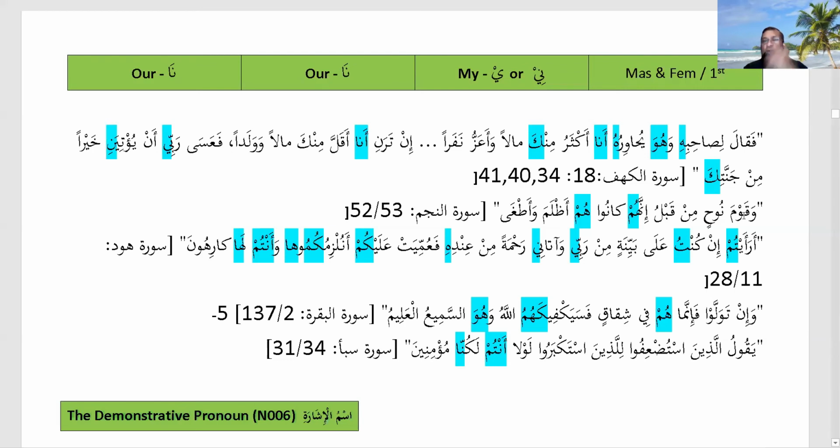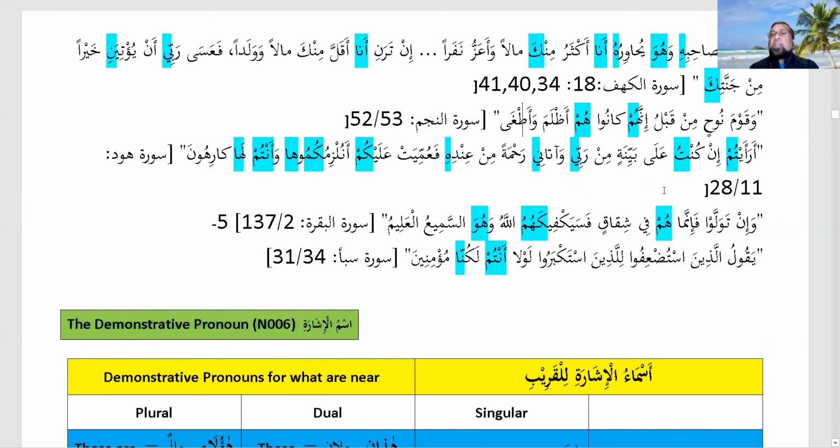وقوم نوح من قبل إنهم كانوا هم أظلم وأطغى. And the people of Nuh before, meaning Allah destroyed them, إنهم كانوا هم أظلم وأطغى. Indeed they, whom, كانوا, were, هم أظلم وأطغى, they were more oppressive and more transgressive. They wronged more people and transgressed more against the rules of Allah. And that's in Surah Al-Najm.